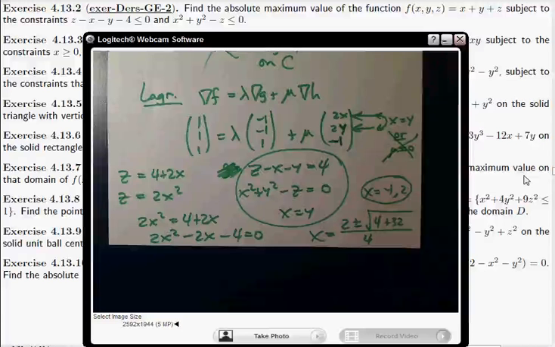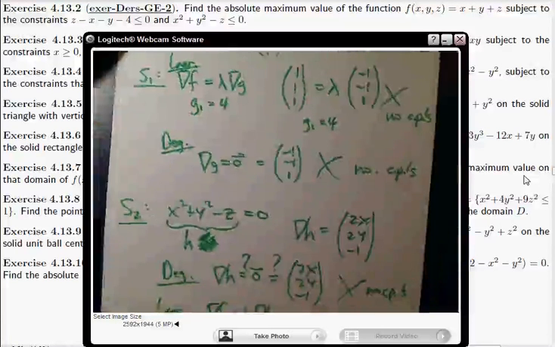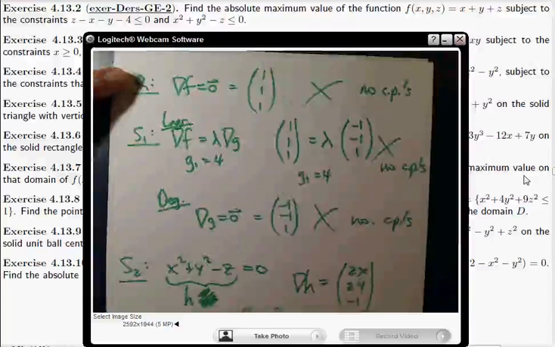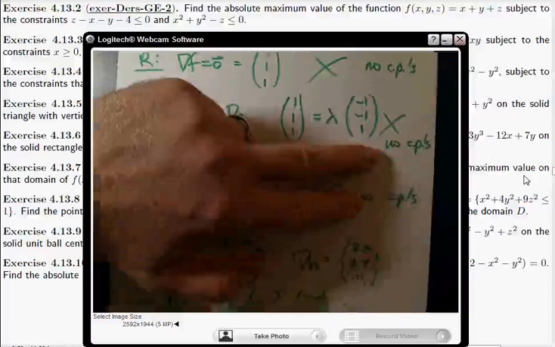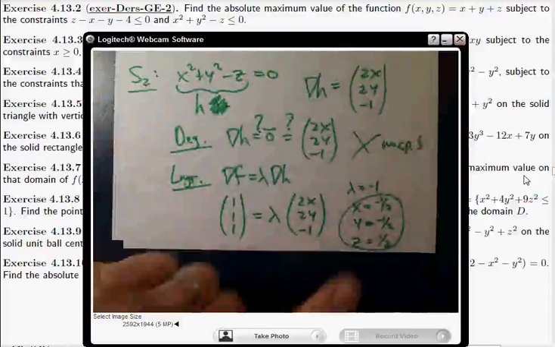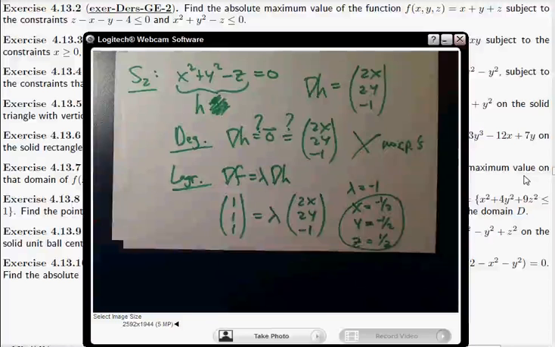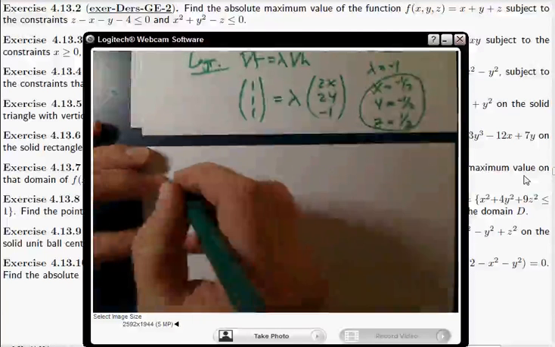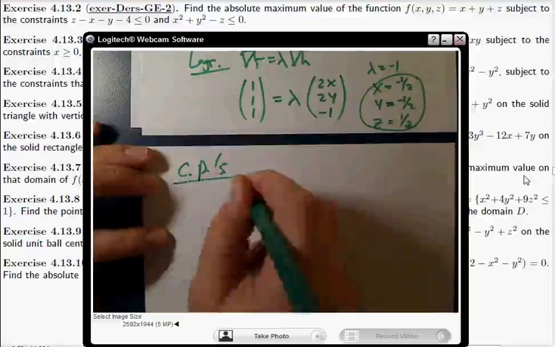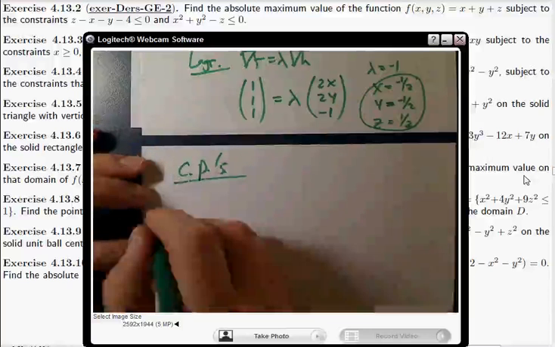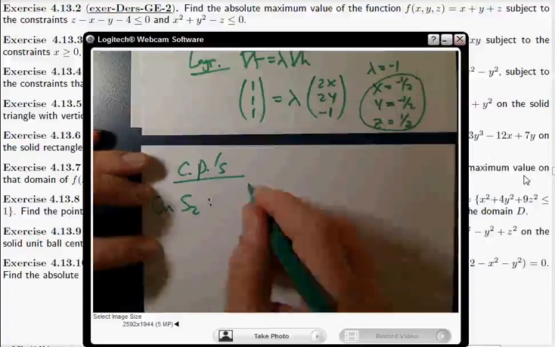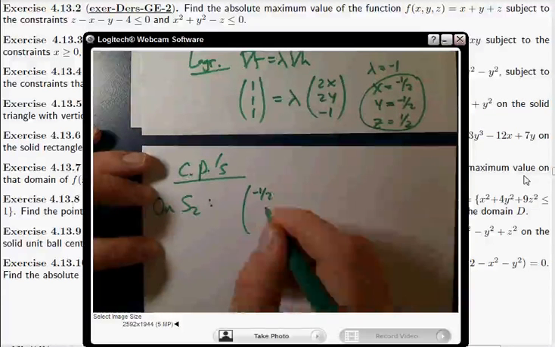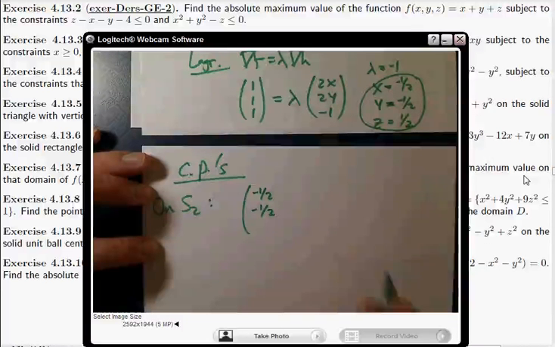Right, so all together, let's count them up. There's a large process here. There weren't any critical points on our interior region, nothing. On the first surface, no critical points. On the second surface, we did find 1 critical point. Let's take a tally here for critical points. On S2, I have the point negative 1/2, negative 1/2, 1/2.